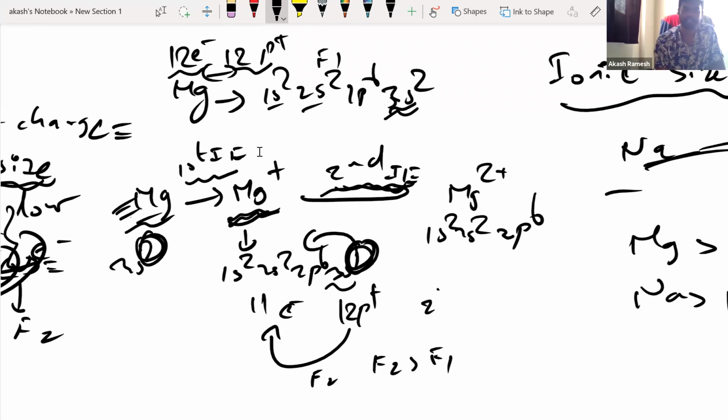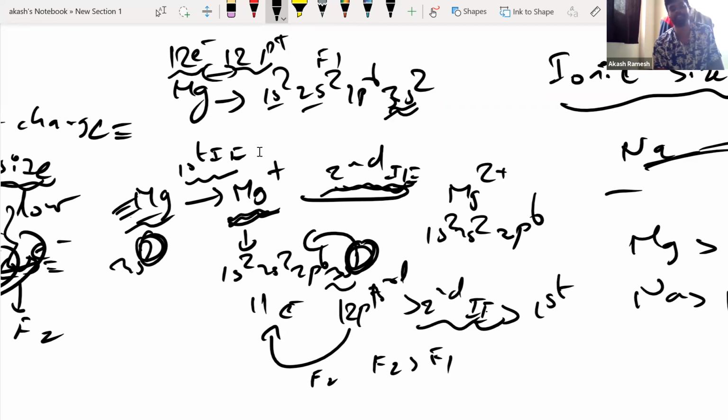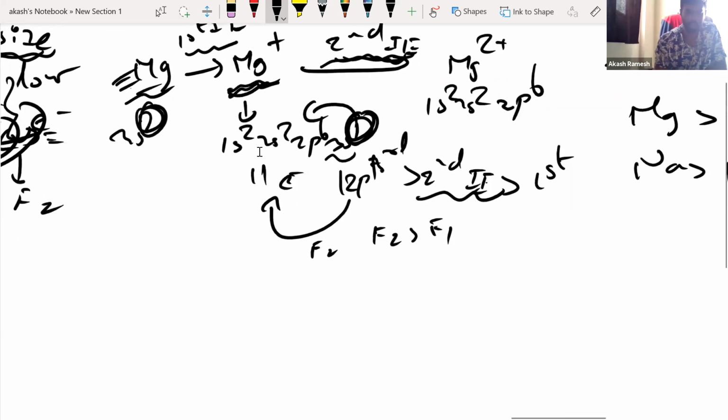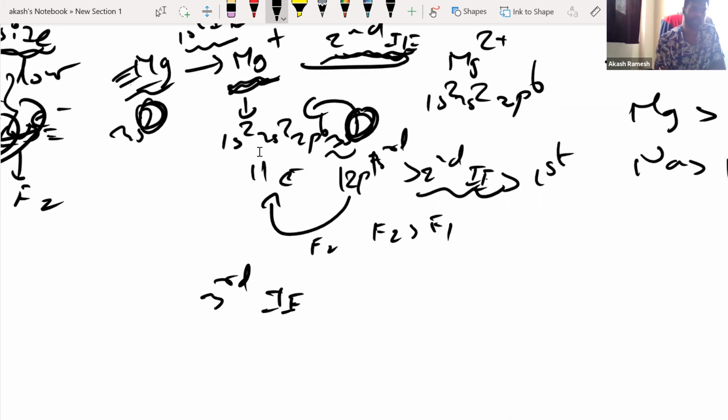That is why we say the second ionization energy is always greater than the first ionization energy, and the third ionization energy will be still greater than the second. It keeps on going. You can always remember that, irrespective of whichever element it is, the third ionization energy will always be greater than the second, and the second will always be greater than the first. Why? Because the more electrons you remove, the size keeps decreasing. Thereby the nuclear charge increases, size decreases, and ionization energy increases.